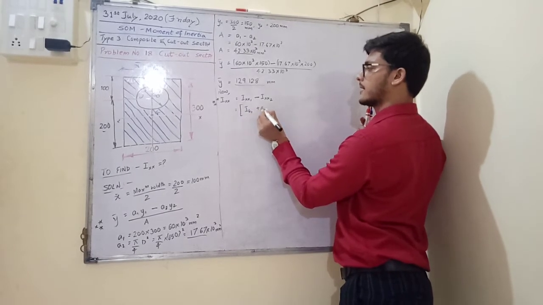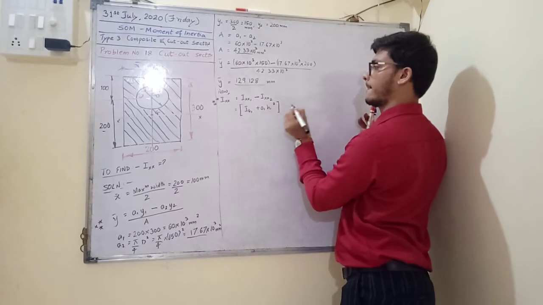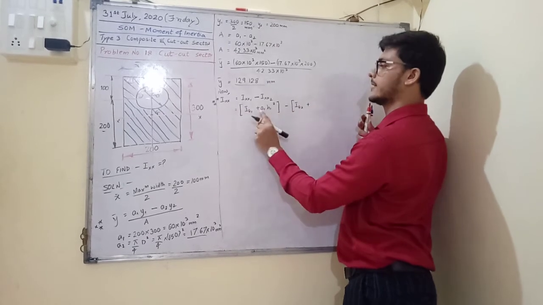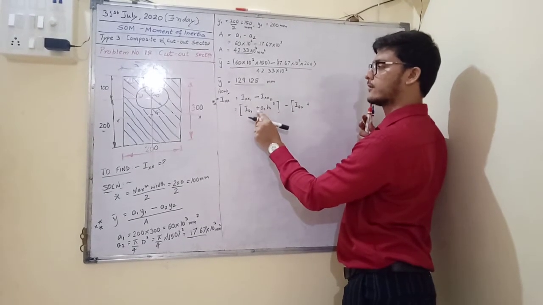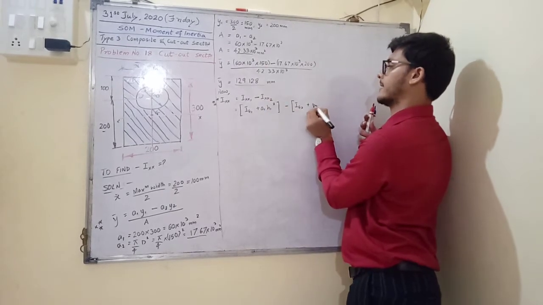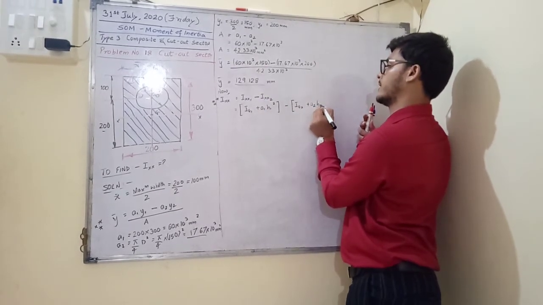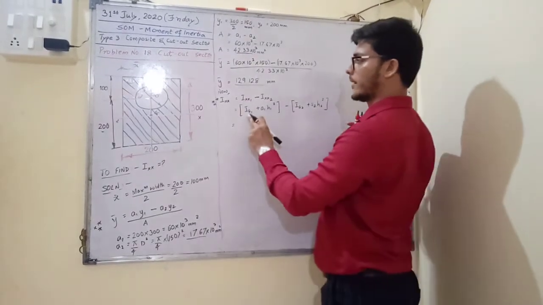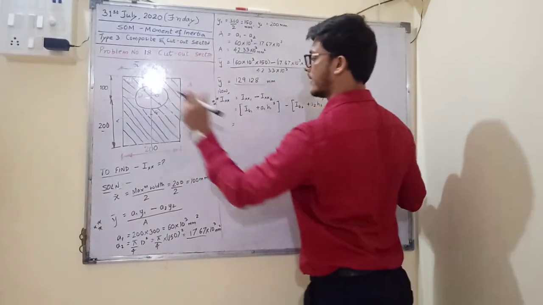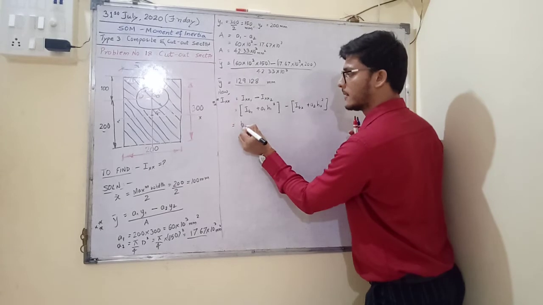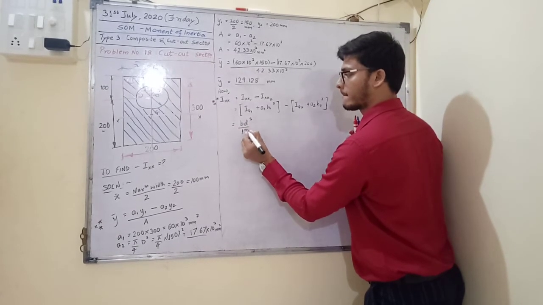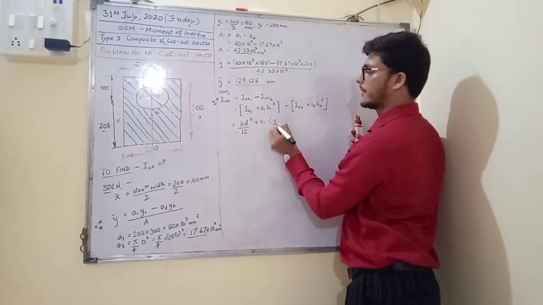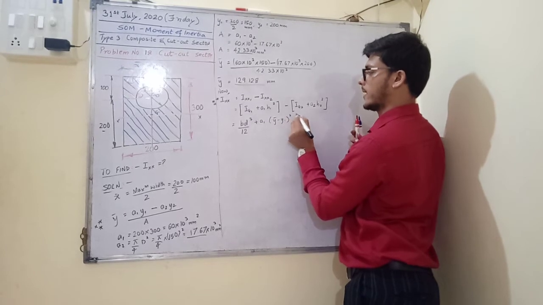Ig1 plus a1 h1 square, minus Ig2 plus a2 h2 square. This is the form, plus sign for parallel axis theorem. Here it will be always plus. Minus will be in between the two terms. Ig1 is the moment of inertia of this rectangle. Moment of inertia of rectangle about x-axis is bd cube by 12, plus a1 we have already calculated. h1 will be y bar minus y1 square.